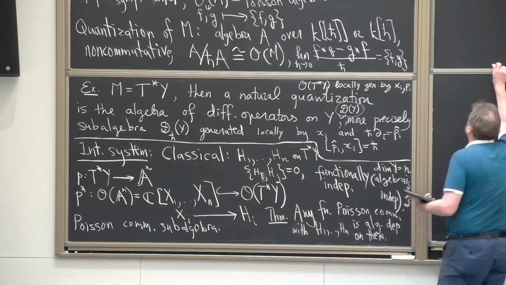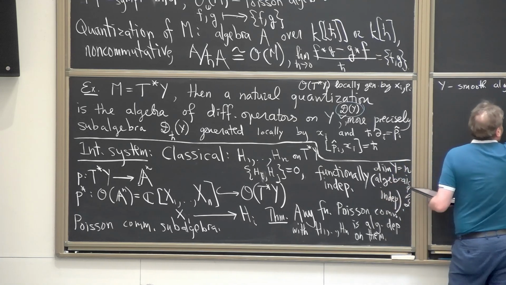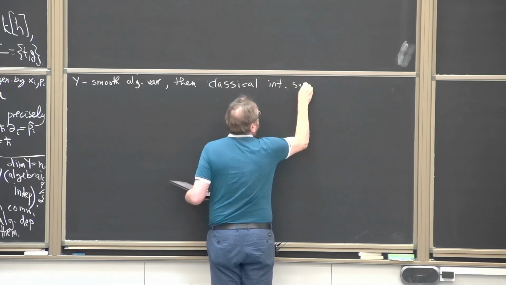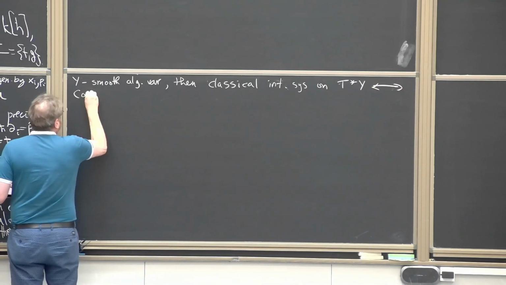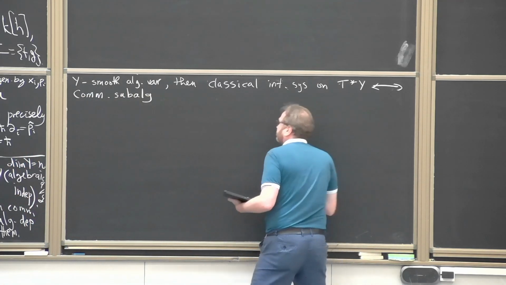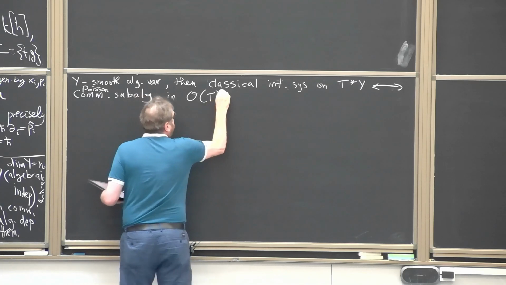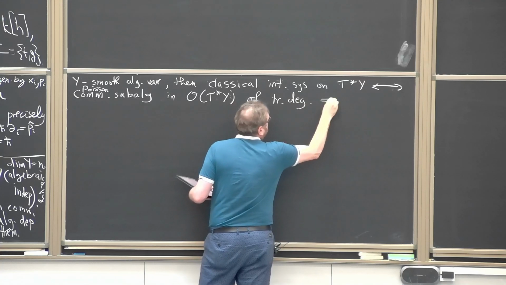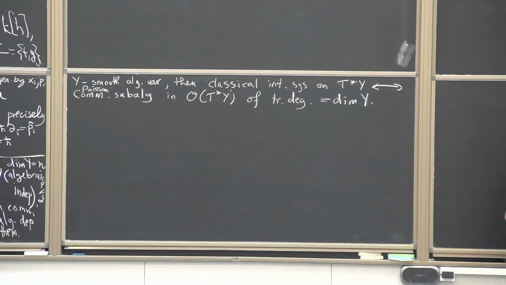So maybe I should write this. If Y is a smooth algebraic variety, then classical integrable systems on T star Y correspond to Poisson commutative subalgebras in functions on T star Y of transcendence degree equal to the dimension of Y, or Krull dimension equal to the dimension of Y, if you're talking about finite dimension.